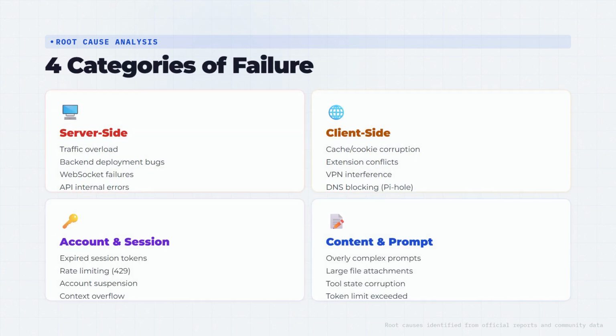Now, let us break down the 4 categories of failure. First, server-side issues like traffic overload and deployment bugs. Second, client-side problems such as cache corruption, extension conflicts, and VPN interference. Third, account and session issues including expired tokens, rate limiting, and context overflow. And fourth, content and prompt problems like overly complex requests and token limit exceeded. Understanding these categories is the key to fixing the error quickly.